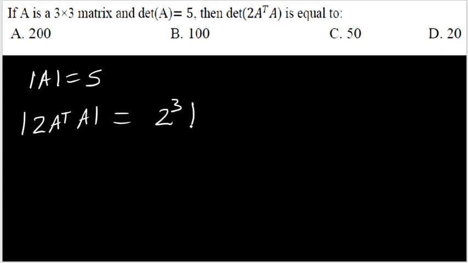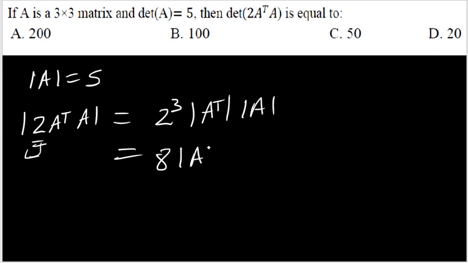If A is a 3 by 3 matrix and the determinant of A is given to us as 5, then we are asked to find the determinant of 2 times A transpose times A, which is equal to 2 cubed times the determinant of A transpose times the determinant of A. The number 2, when we take it out, will be cubed since the order is 3, which is equal to 8 times the determinant of A squared.